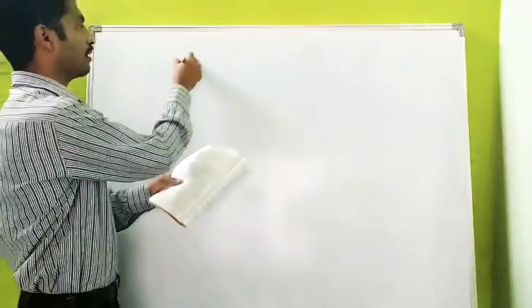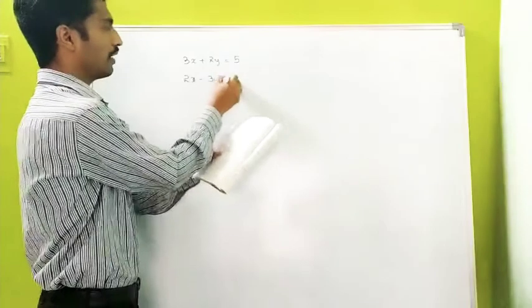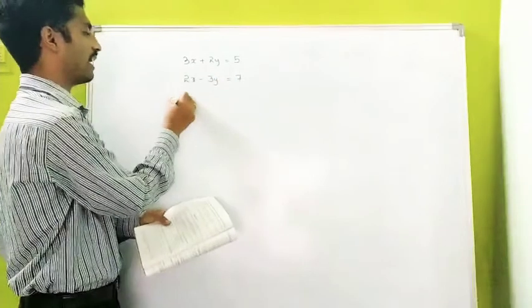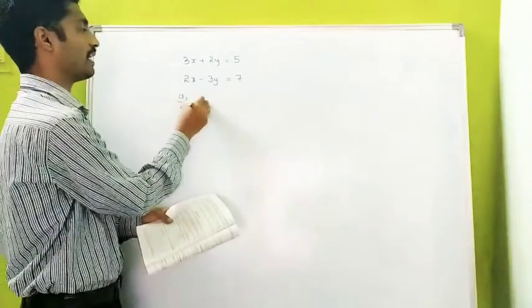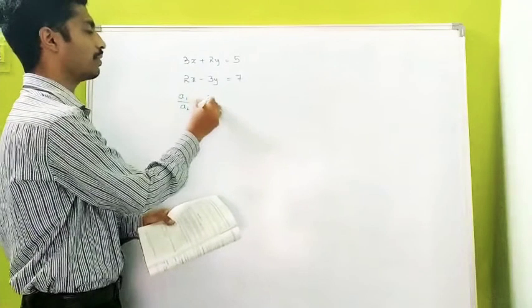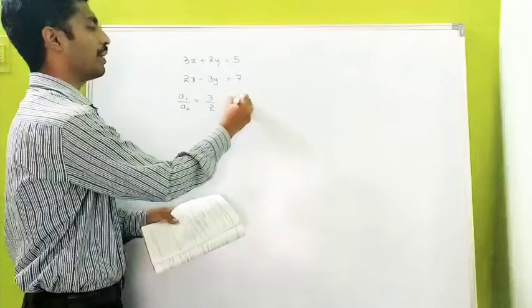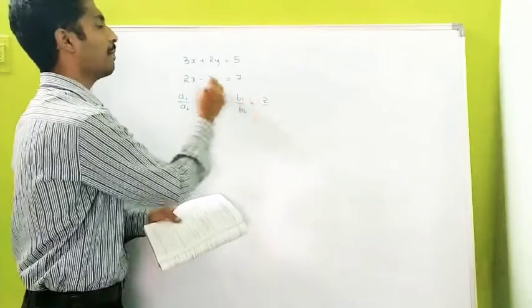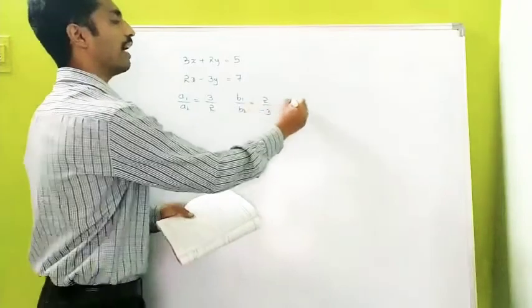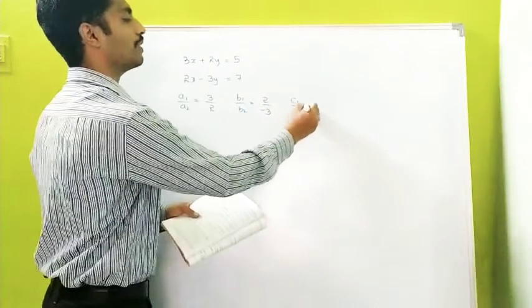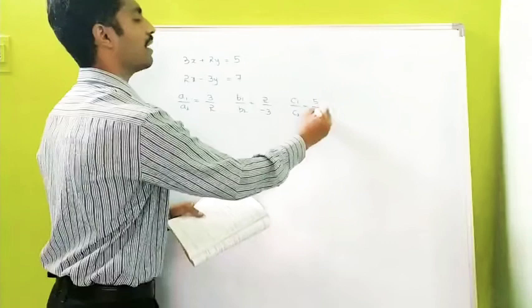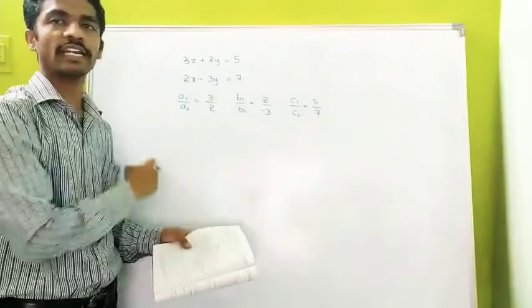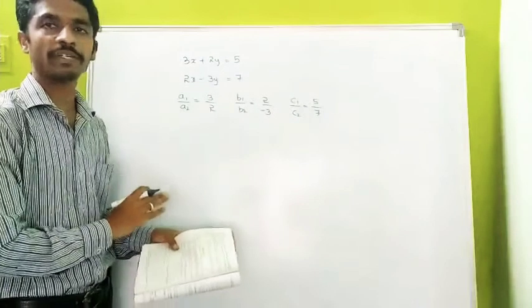So they have given 3x + 2y = 5 and 2x - 3y = 7. Directly writing a1 by a2, what is that? 3 by 2. b1 by b2 is 2 by -3. And c1 by c2 is 5 by 7. You can also take the minus inside, minus 5 by minus 7, and you will get it.